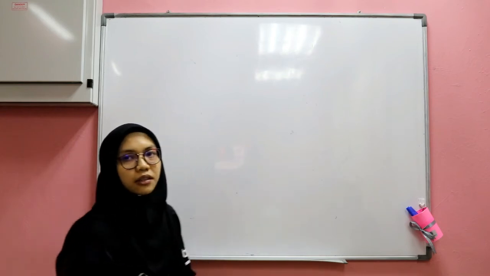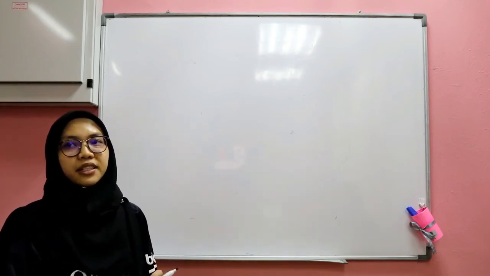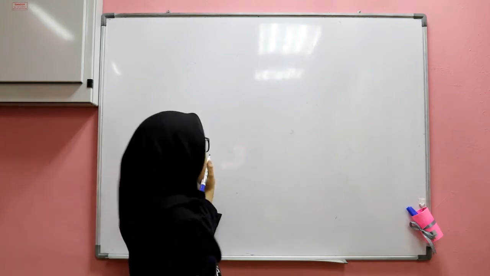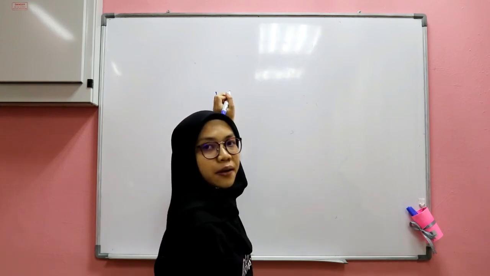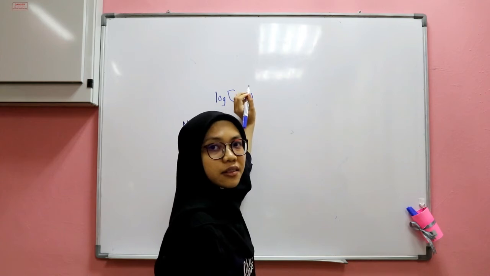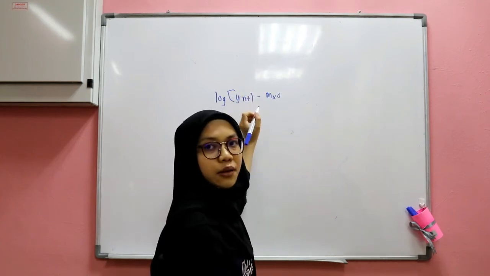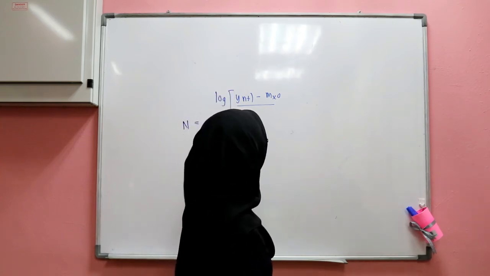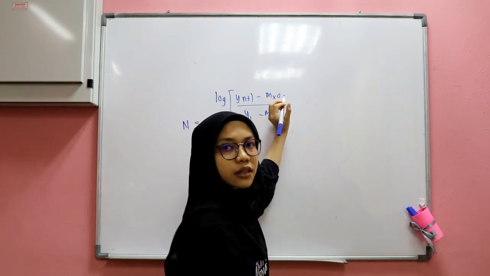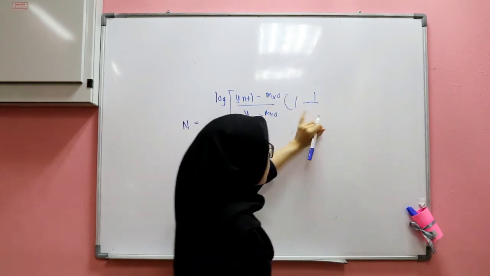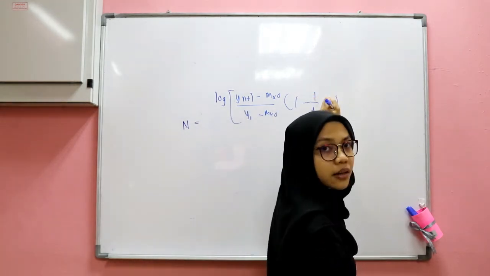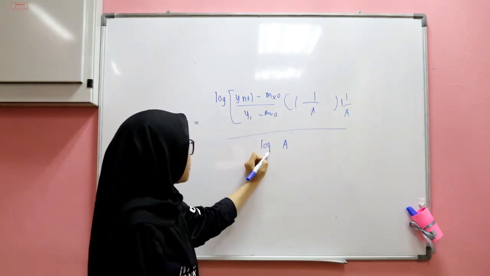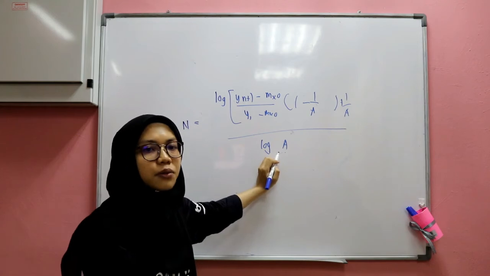Okay, apart from using the graph, you can calculate the number of stages by using a formula, which is N equal to log of Yn plus 1 minus mX0 over Y1 minus mX0, in brackets 1 minus 1 over A, plus 1 over A, over log A. Whereas A refers to the absorption factor.